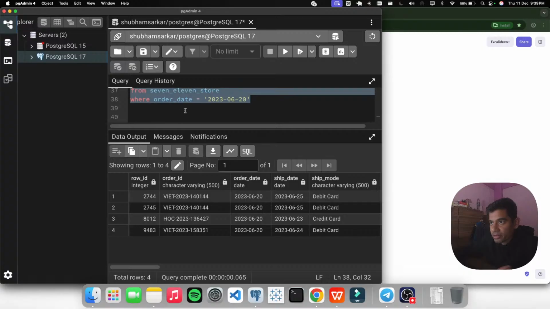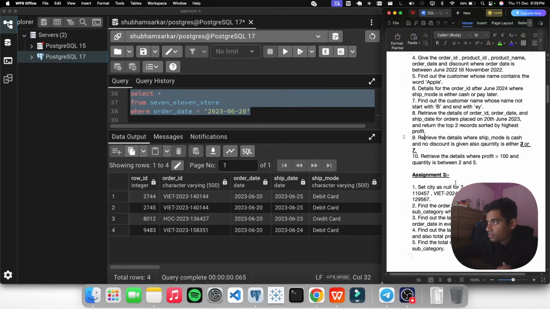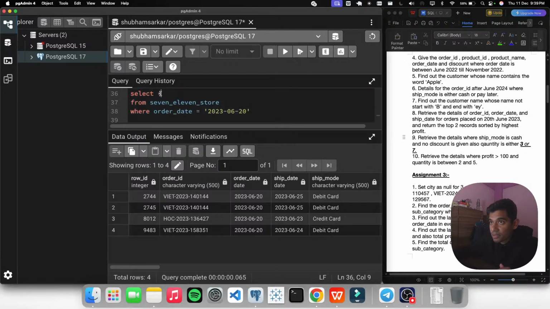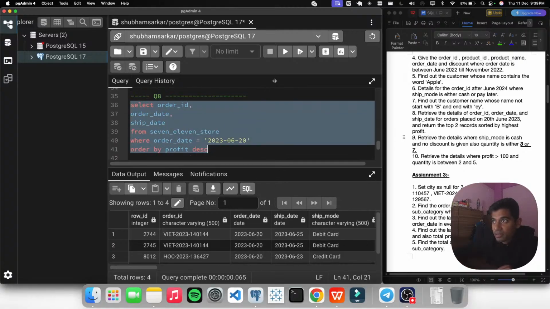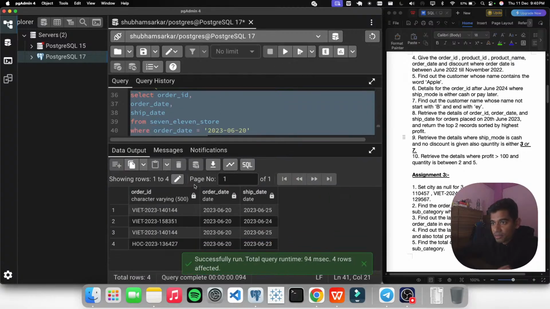These are the order dates. Now from this we have to return the records with the highest profit. So we need order ID, order date and ship date, order by profit descending. Let's find the output. These are the outputs that we have received.